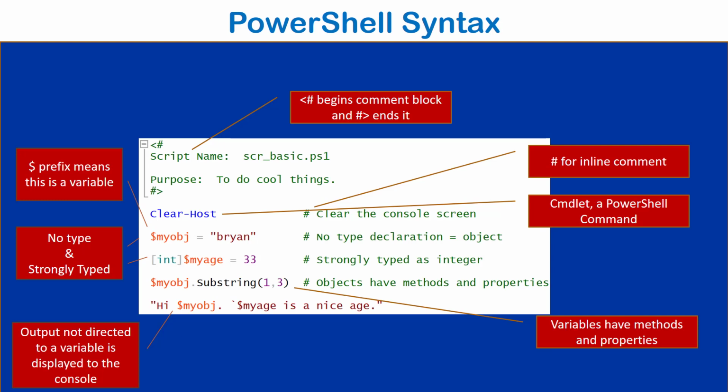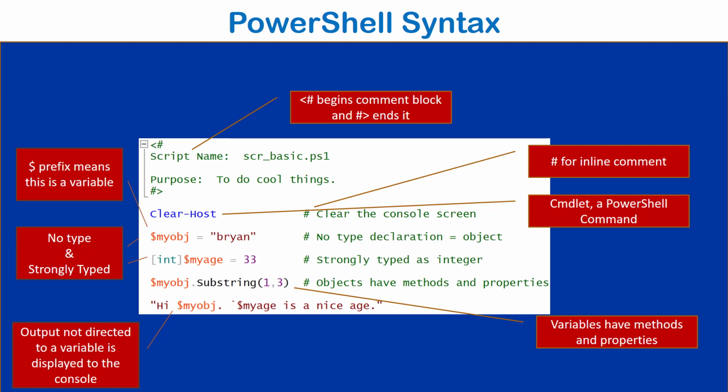However, the next line is kind of interesting because what we're doing there is defining the type as an integer, and then we're saying it's $myAge, and all variables start with a $. That's how we know they're variables, equals 33. When I do declare the type, when you put that in brackets before it, it's strongly typed. And like C# or Java or C, a strongly typed variable will be enforced. So if somebody were to try to put a string, like the word Brian, into $myAge, PowerShell will kick back an error and not allow that. Whereas $myobj, because it's not strongly typed, it's just an object, it will let you put anything you want in it. So it's optionally strongly typed, which is a nice feature.